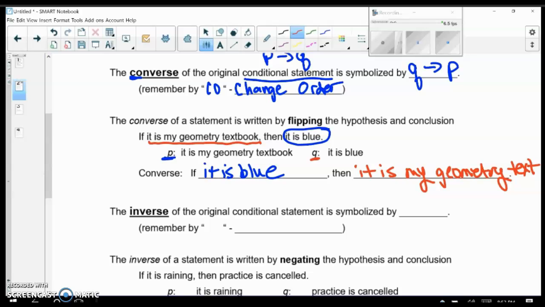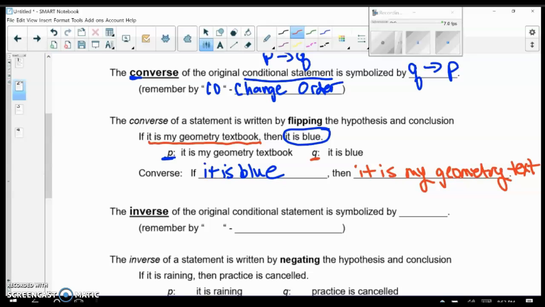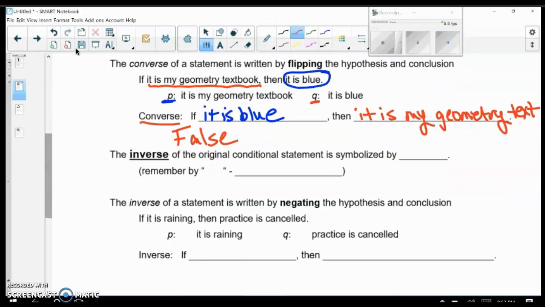Okay. Now the inverse, moving down here to the inverse. And something that's important to realize about the converse is that look at your statement. Does that even make any sense? If a book is blue, then it's my geometry textbook. Well, no, of course not. There are lots of blue books that wouldn't be your geometry textbook, even if your geometry textbook is blue.